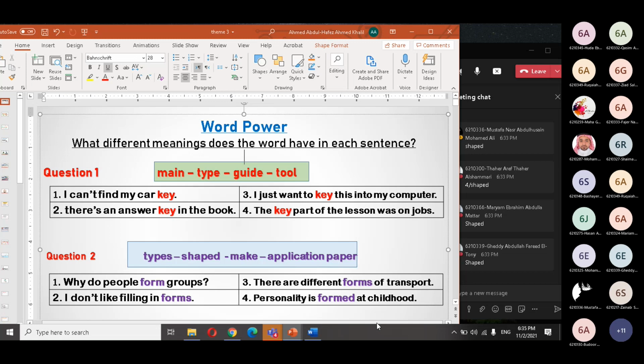Okay, and if you look at number 1, the meaning of the word key has it changed when we change the sentence? So most English words, the meaning differs with different sentences.